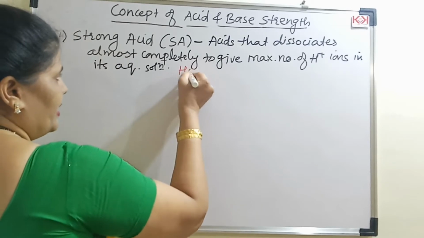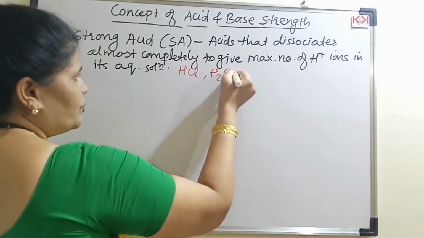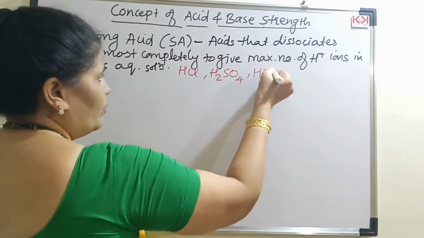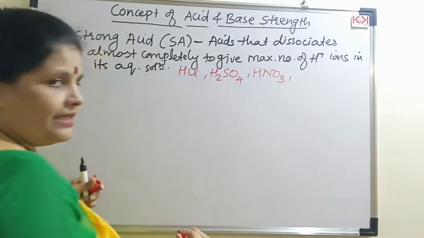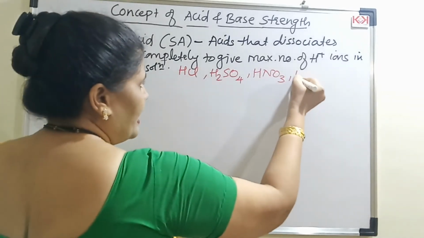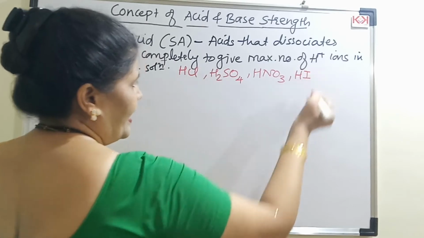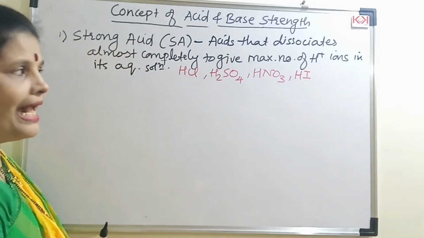Examples here can be HCl, H2SO4, HNO3. You have to remember those acids. This is very important. Then you have HI. They all are strong acids.